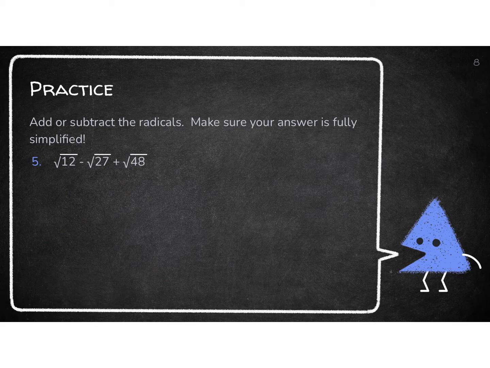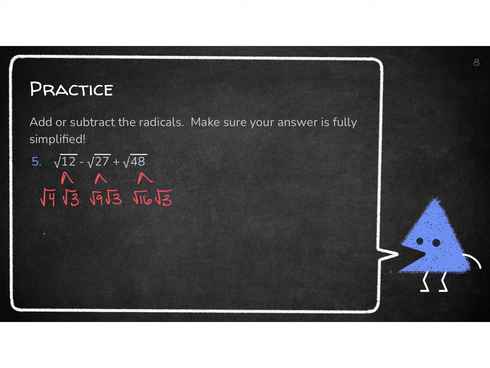So far we've been super lucky. We've only had to simplify one of the radicals each time. But I know that each one of these radicals I can go ahead and simplify. So I'm going to break them up. 12, I know I can do the square root of 4 times the square root of 3. 27, I know I can do the square root of 9 times the square root of 3. And 48, I know that I can do the square root of 16 times the square root of 3.